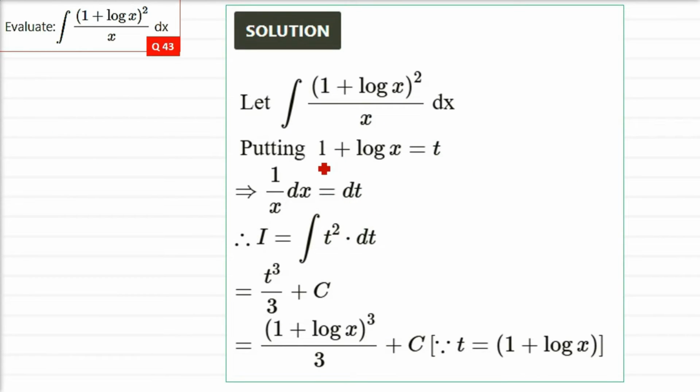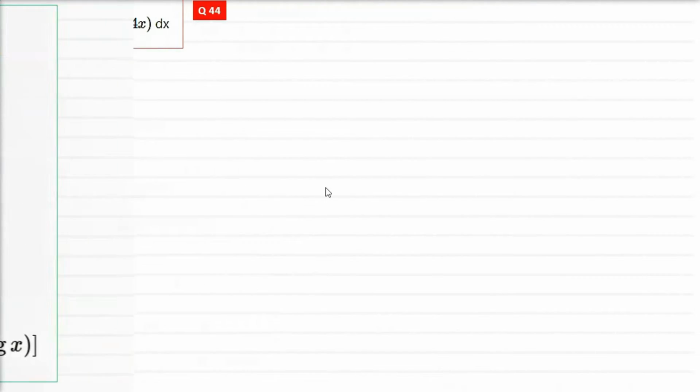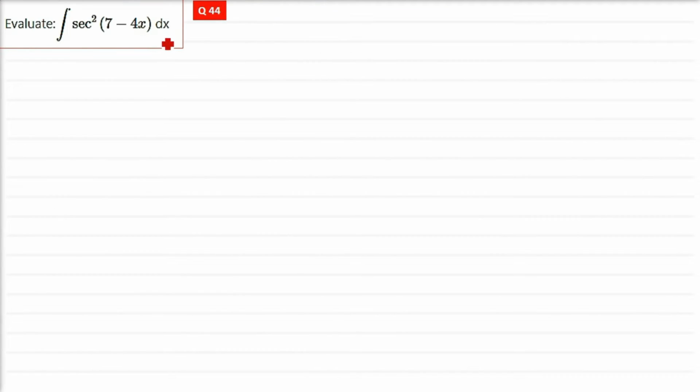The only thing is, 1 plus log x can give you 1 by x. Now sec square (7 minus 4x). Don't worry about the 7 minus 4x. Sec square x dx can give you directly tan x, so you don't need any assumption or any change. It's a direct result. So this is tan (7 minus 4x) plus a constant of integration.